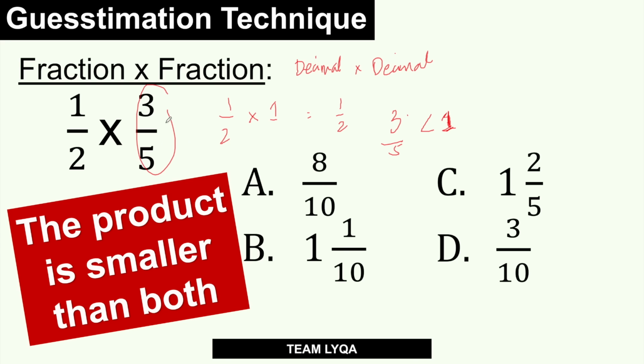Now, what does that tell us? Anything higher than 3 over 5 and 1/2, tanggal na agad. Hindi na pwedeng maging sagot. So, you can start eliminating the obvious. Since itong parehong to ay fraction, common fraction, proper fraction, ibig sabihin lahat, pareho silang mas smaller than 1.